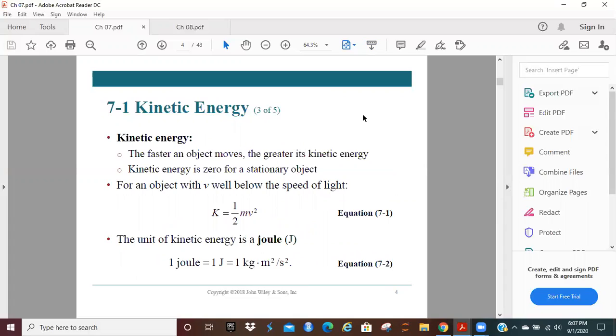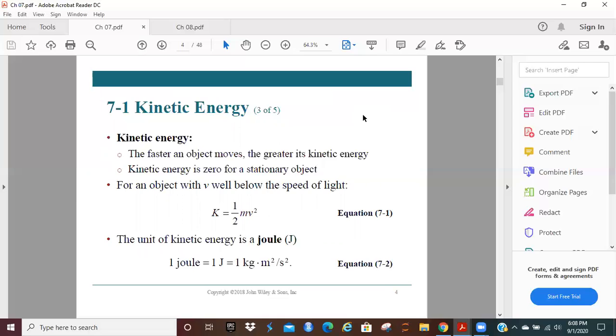So, kinetic energy. The faster an object moves, the greater its kinetic energy. And if an object is not moving, then it has no kinetic energy. So if we're looking at objects with a velocity that's well below the speed of light, then we're going to be looking at a kinetic energy that's going to be defined as 1/2 of the mass times the velocity squared.